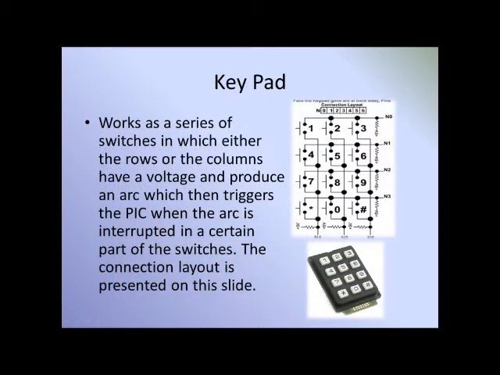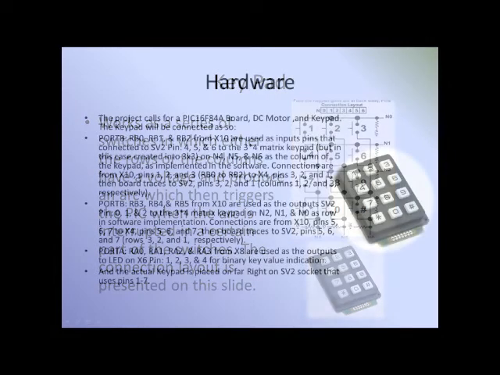Also used in this program is a keypad. The keypad works as a series of switches in which either the rows or the columns have a voltage, and produce an arc, which then triggers the pin when the arc is interrupted in a certain part of the switches. The connection layout is presented on this slide.